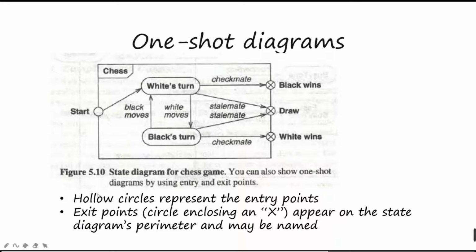And you can also use another type of start and final states. For example, you use a hollow circle to represent the entry point, and a circle enclosing an X appears on the state diagram. It may be named. This is the exit point. There may be multiple different exit points according to the event, and this is the start.